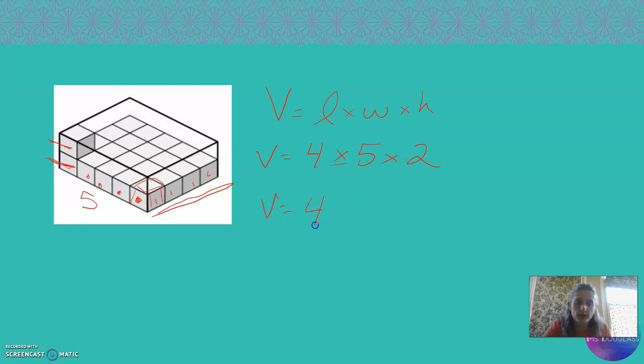Volume is 40. That would be wrong until you said units. Or if I gave you a picture that had the units, then you'd write inches or feet or yards. Units to the power of 3, cubic units. Circle your final answer and move on to the next one.